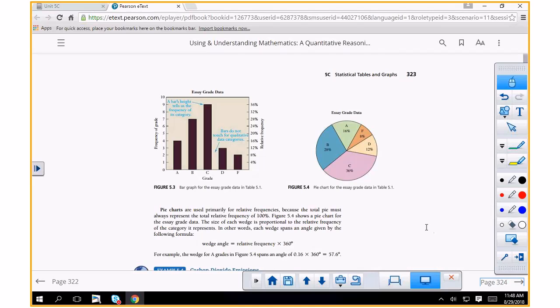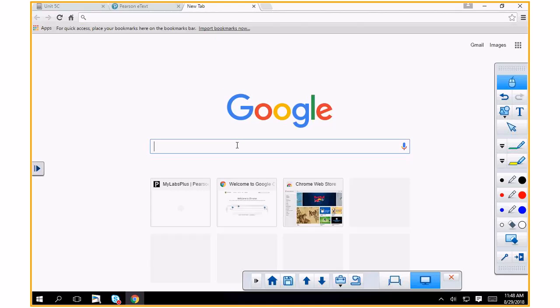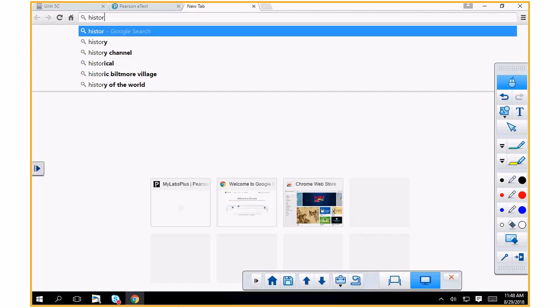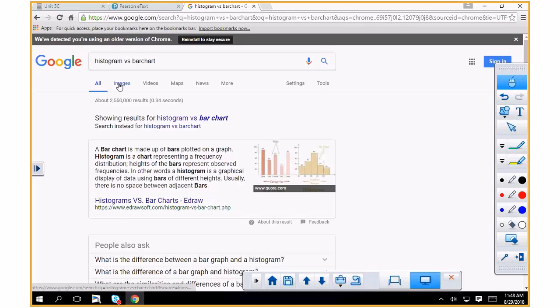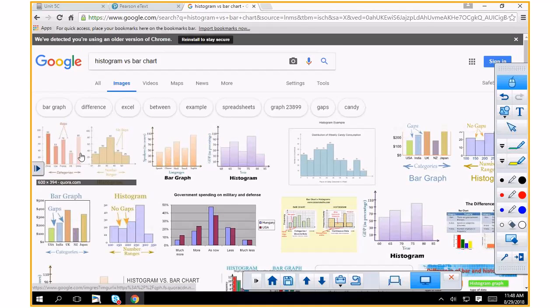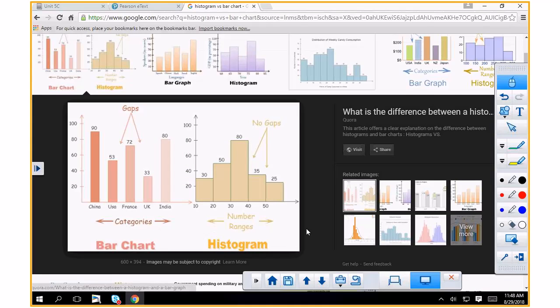Now, I will tell you that there are two types of bar graphs. There's the bar graph that you see right there, and then there's called a histogram. Can anybody in here tell me the difference between a histogram and a bar graph? Histogram, like all the bars that touch each other. God, I'm just amazed. You are so smart. Because not a lot of people can tell you that. Histogram versus bar chart. I was hoping to pull up a picture. There we go. That's why I use images a lot. There is a bar chart, and there is a histogram.